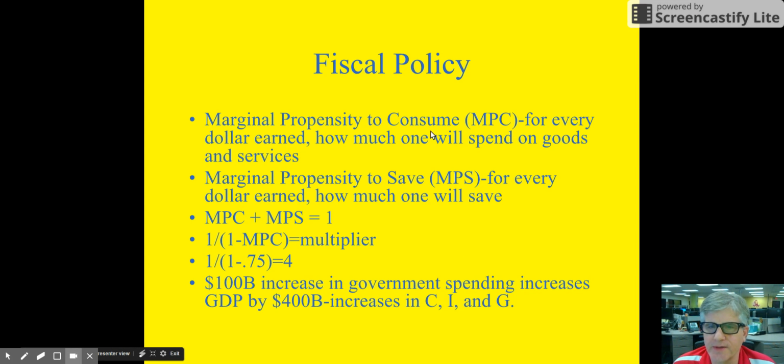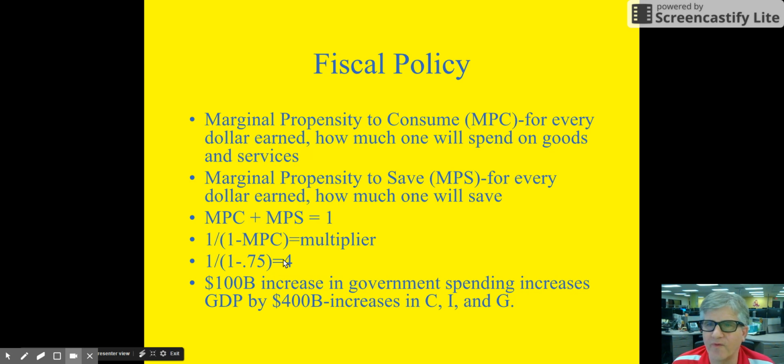The marginal propensity to consume, MPC, is for every dollar earned, how much will one spend on goods and services. Marginal propensity to save, MPS, is for every dollar earned, how much will one save. The MPC plus the MPS equals 1. And for an example, 1 over 1 minus MPC will be the multiplier. This is a formula you have to remember because the multiplier is very important. 1 over 1 minus 0.75, just put for an example, the MPC is 0.75, our multiplier is 4.